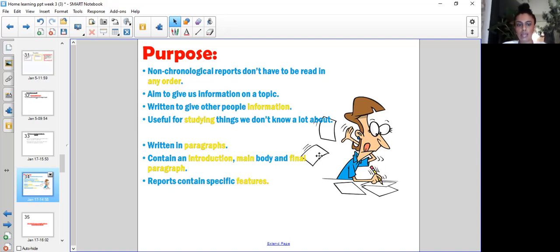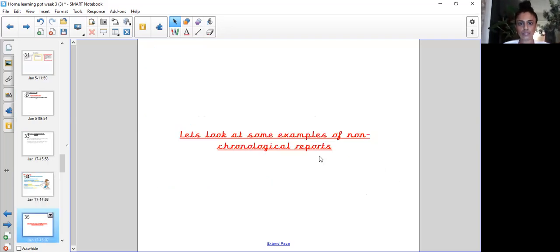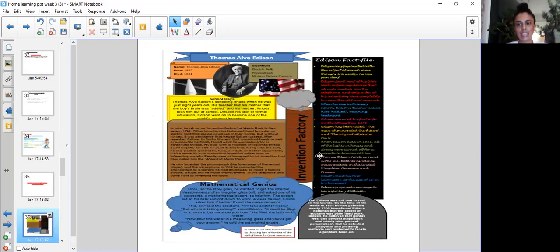They are often written in paragraphs. They contain an introduction, a main body, and a final paragraph. And the reports contain specific features, which we will be learning about in Monday's lesson. So let's look at some examples of non-chronological reports, because it's easy for me to say what it is, but let's actually see what they look like.